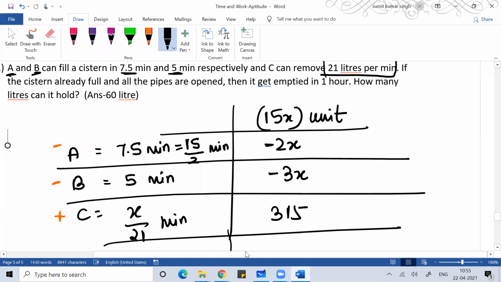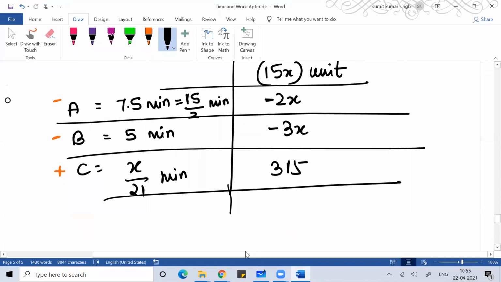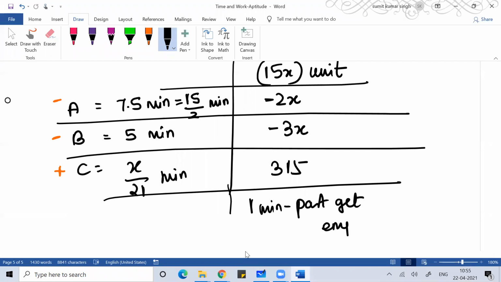So when I'm defining the work in terms of A, B and C, because inlet pipes and the outlet pipe are both working, I cannot put both of them with the same sign. So the outlet pipe I put plus sign, inlet pipe I put minus sign, because at the end of the day the system is getting empty. The outlet pipe is dominating over the inlet pipes. So in 1 minute, how much part gets empty? That will be 315 minus 5x.